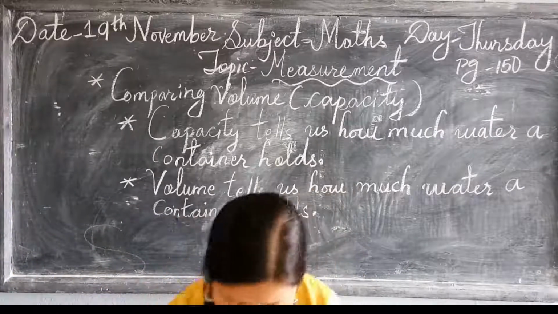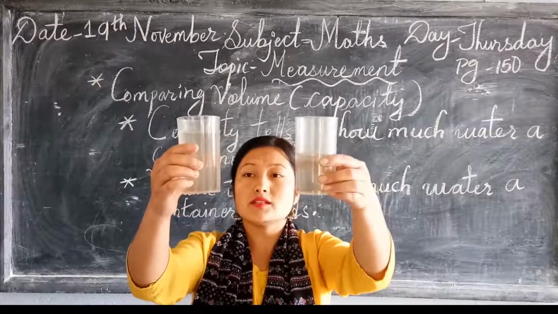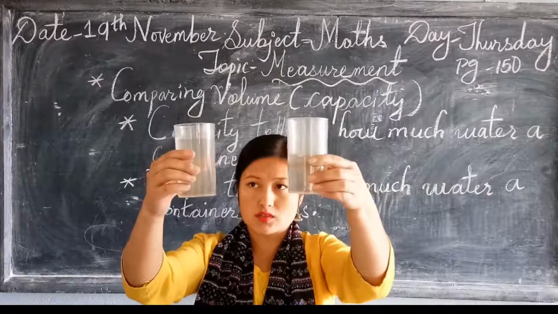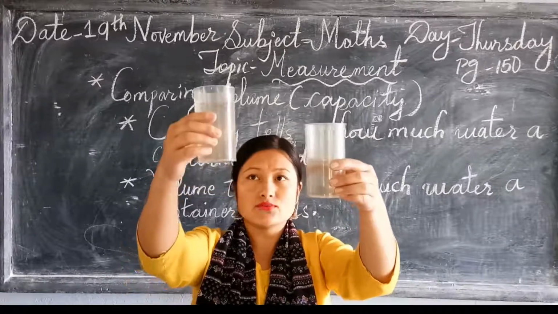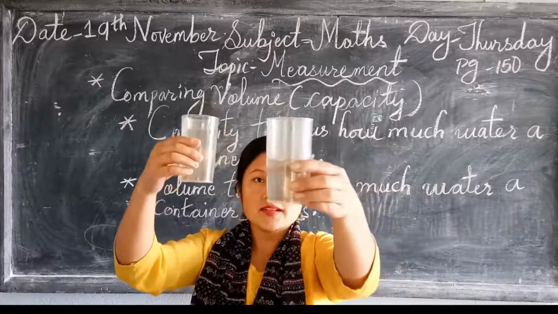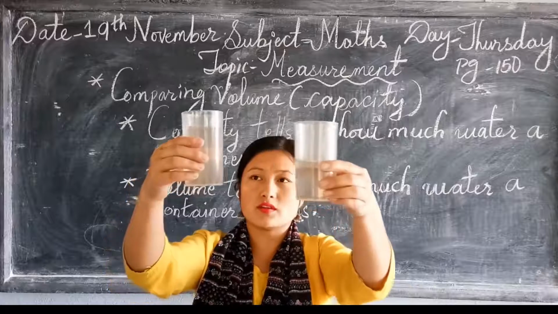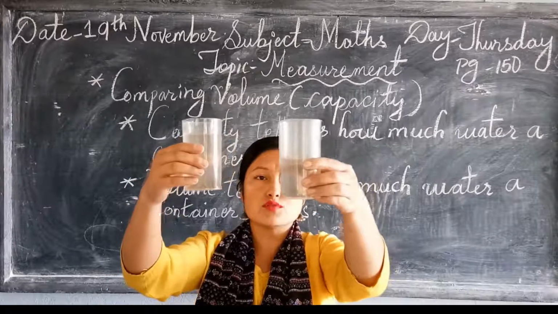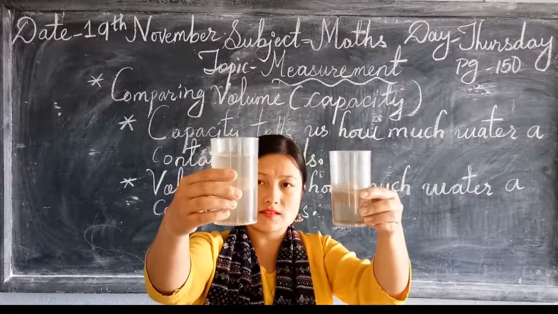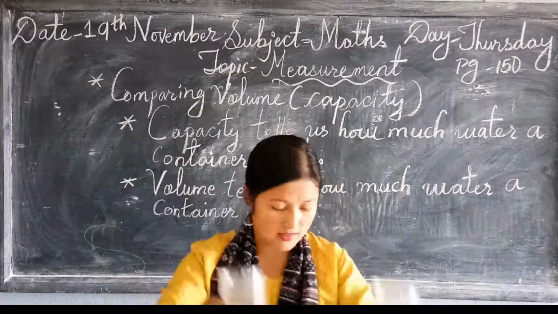For example, look at these given containers. Which container is holding more water and which container is holding less water? Here we can observe that the first container is holding more water and the second container is holding less water. This is how to measure the capacity. The first glass contains more water and the second glass contains less water.